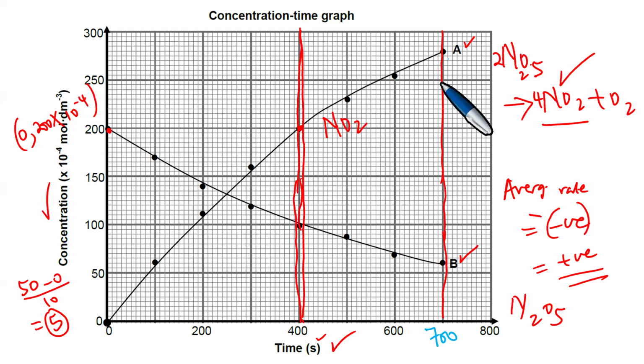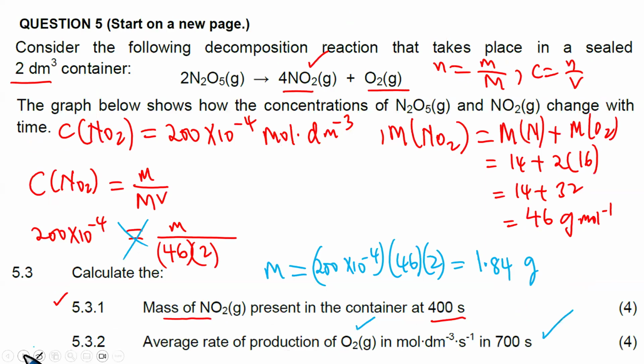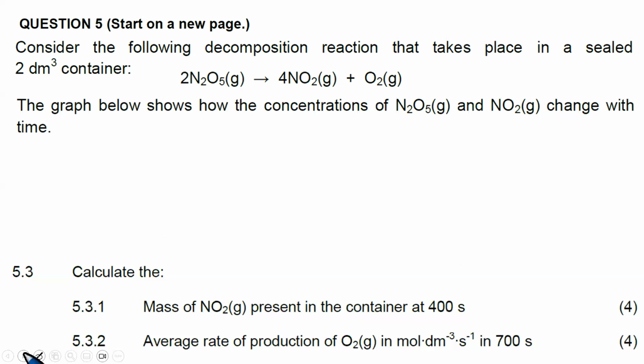Look, let's use graph A now to do the same thing. To do this question, you can use any of the graphs, so you're going to use graph A to do this. But you see, let's look at graph A. Graph A is an increasing graph, and now it's going to get to the 700 seconds.